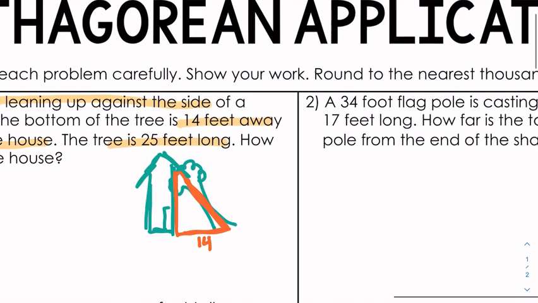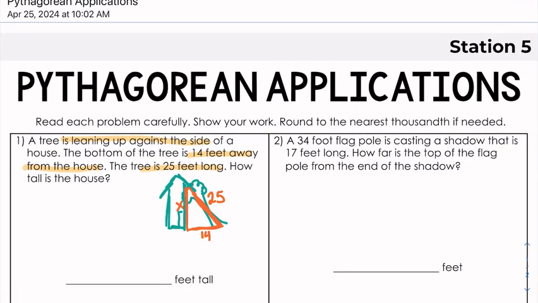It also says the tree is 25 feet long. That is our hypotenuse, so I'm going to write a 25 here. We do not know the height of the house. That's what the question is, so I'm going to label that as X. You could also put a question mark or an A or a B, whatever. Now our right angle is at the base of the house right here.